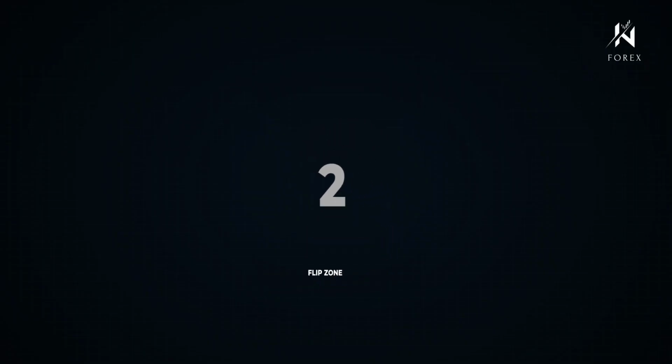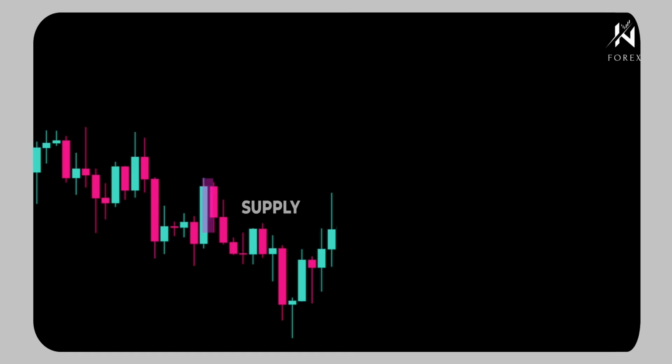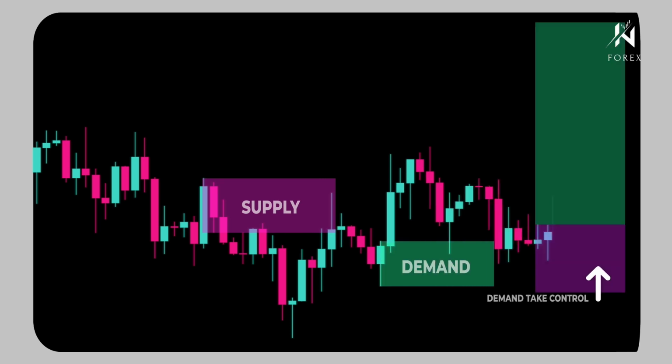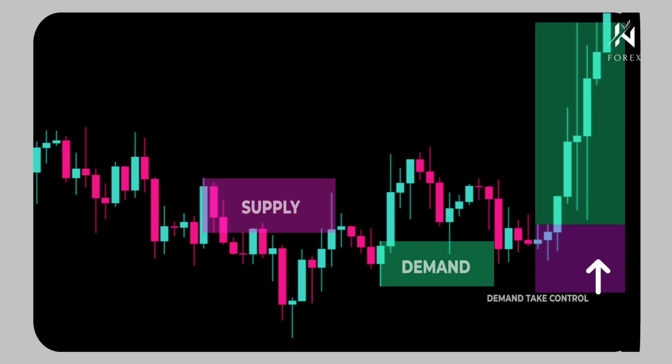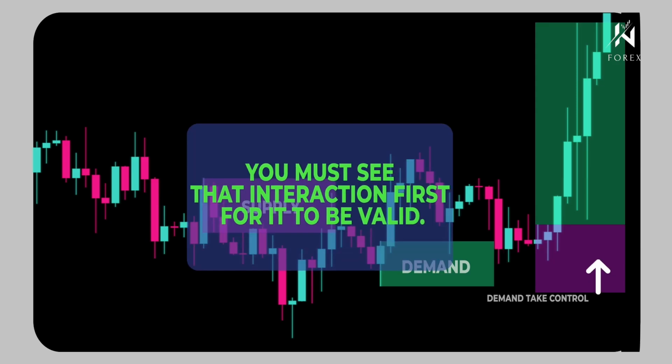Number 2 is if it is a flip zone. Now the key here is that you must see that interaction between supply and demand until one overpowers the other. Here you can see supply was in control, but when price returns to it, supply tries to make a lower low, but it fails to do its job because huge demand steps into the market to overpower it. That pattern then shows us that supply has now flipped to demand, and this is a high probability area for us to get long. But remember, you must see that interaction first for it to be valid.